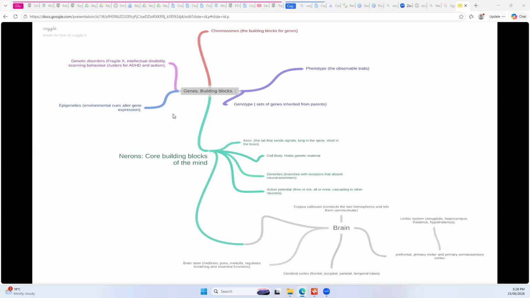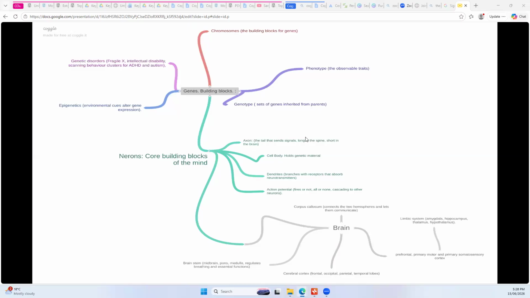The next branch zooms out to neurons, which I framed as the core building blocks of the mind. I mapped the parts in the order of the signal that actually travels through them. So beginning at the cell body, which holds the genetic material, and then the dendrites, the branches with receptors that absorb neurotransmitters, then the axon, the tail that sends the signal onward, and there's variation in the formation of the axons.